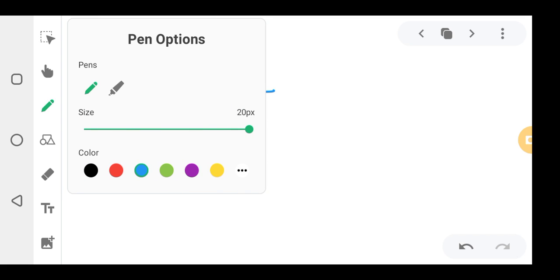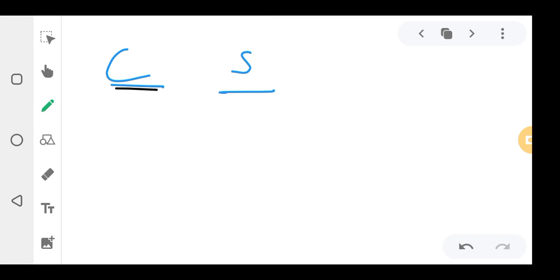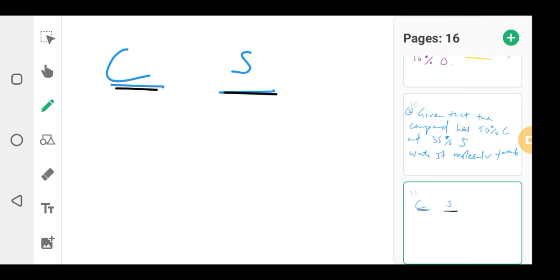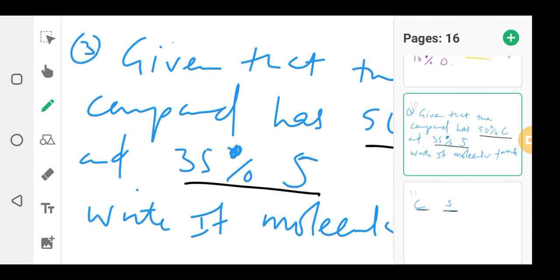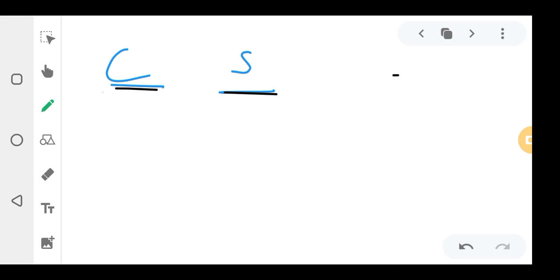We've got carbon and sulfur. So we put those lines, carbon here, sulfur here. What percentages do we have? The percentage of sulfur is 35. Carbon, the percentage is 50%. So we have 35 plus 50. We add them. Are they amounting to 100?